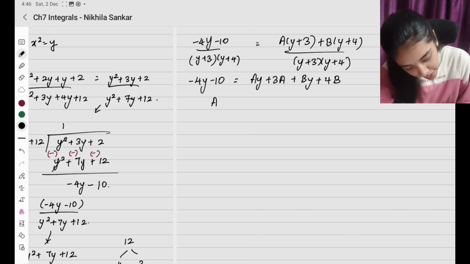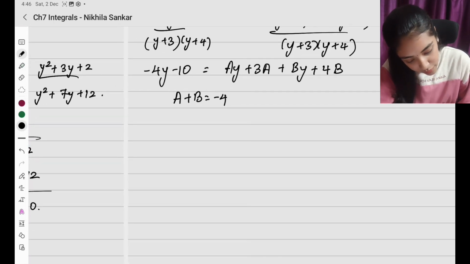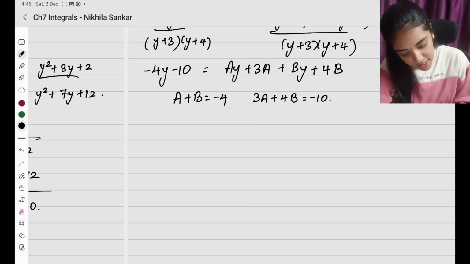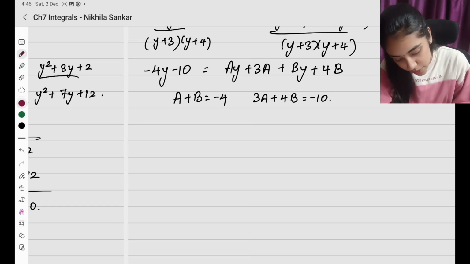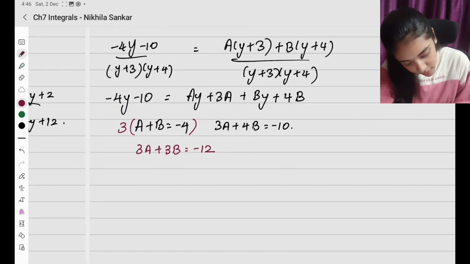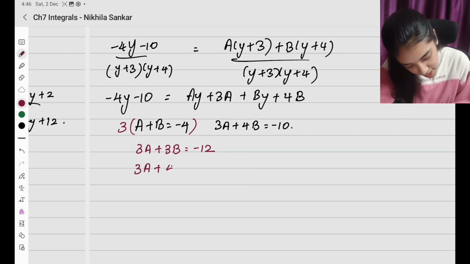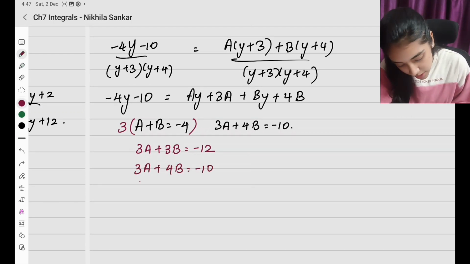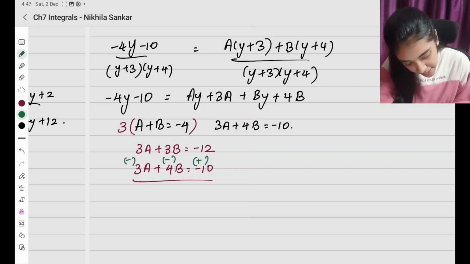So I have a plus b equals minus 4. And what do I have? Constant: 3a plus 4b equals minus 10. So I can multiply this particular equation by 3 to cancel, elimination method. So 3a plus 3b equals minus 12. I have 3a plus 4b equals minus 10. When I solve this, minus, this becomes a plus. So what happens? 3a minus 3a cancel. 3b minus 4b is minus b equals minus 12 plus 10, which is minus 2. So b value is 2.